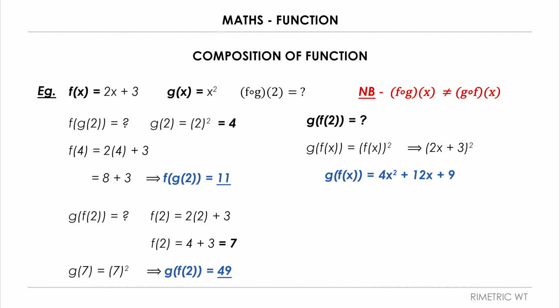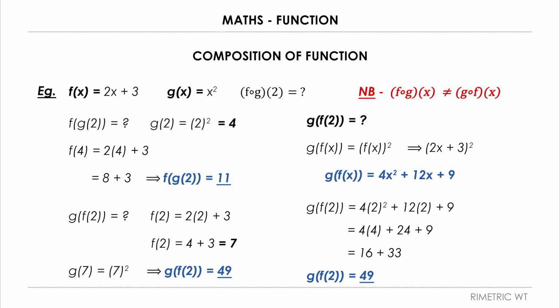So let's substitute 2 into x. So we get 4 times 2 squared plus 12 times 2 plus 9, which is 4 times 4 plus 24 plus 9. 4 times 4 is 16, and 24 plus 9 is 33. So 16 plus 33 is 49. Therefore, our result checks out because it is the same value we obtained when we evaluated the functions separately.